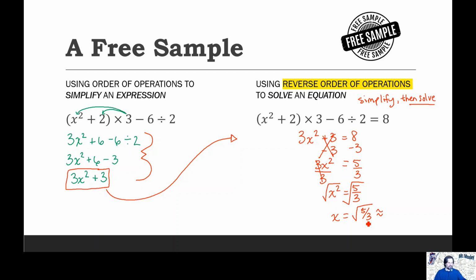It's about 1.29, approximately, if we round it to a couple decimal places. Typically, you just leave it as the square root of 5/3, unless you needed that actual decimal representation for some reason. Okay. So this kind of shows the use of order of operations and then reverse order of operations to solve.